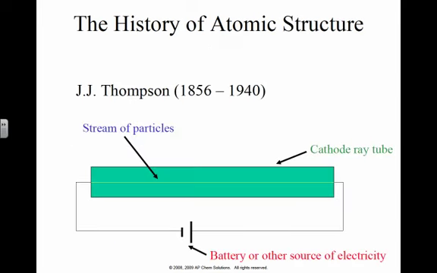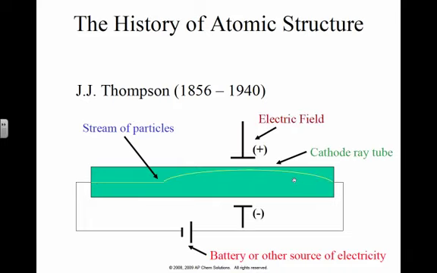Then we get to J.J. Thomson. J.J. Thomson used a cathode ray tube, which is a vacuumed tube that sends a beam of particles. And he added an electrical field to it, and he noticed that this beam of particles bent towards the positive electrical side. So he said that these atoms must have some sort of subatomic particle within them that has a highly negative charge to it. So we give him credit for coming up with the electrons.